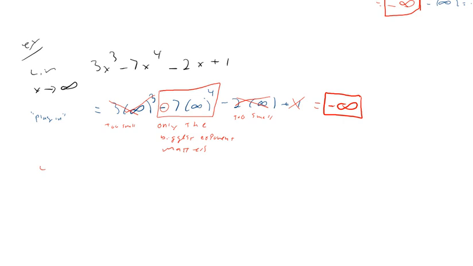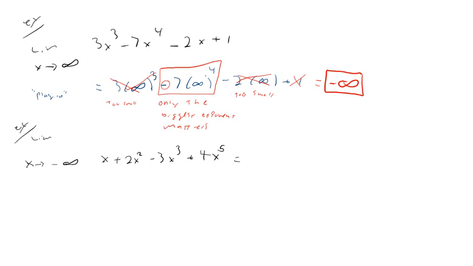Example: the limit as x approaches, this time, negative infinity of x plus 2x squared minus 3x cubed plus 4x to the 5th power. What's this going to be? Positive infinity or negative infinity?